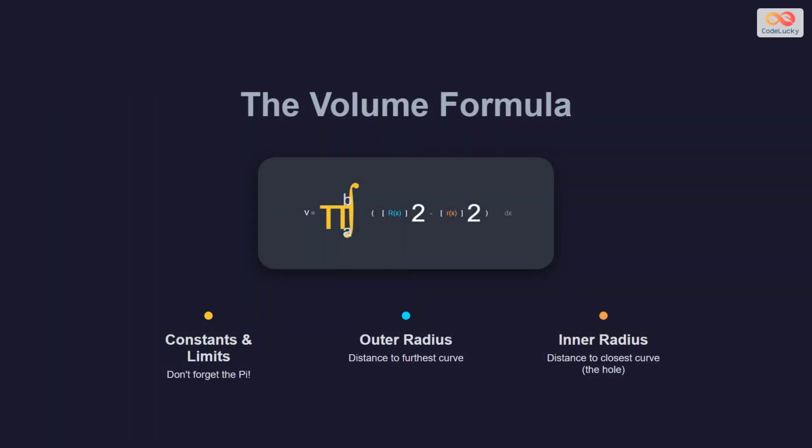Here is the general formula for volume. Volume equals pi times the integral from a to b of the outer radius squared minus the inner radius squared. Notice that pi sits outside the integral. Inside, we must square each radius individually before subtracting. We integrate with respect to x if we are stacking these washers along the x-axis.